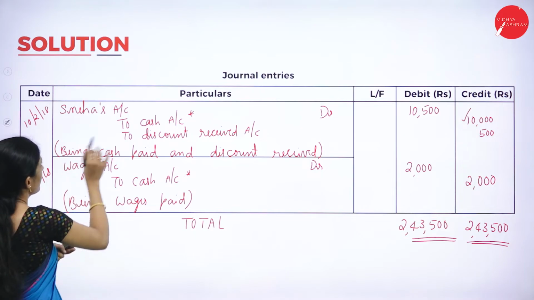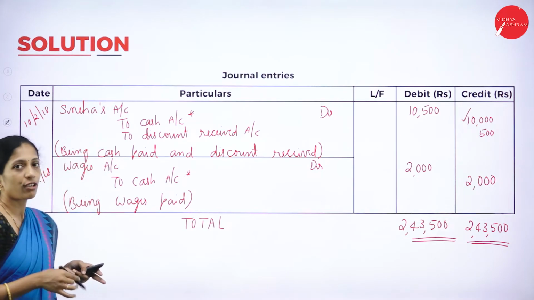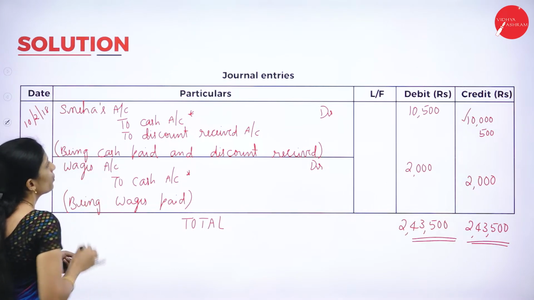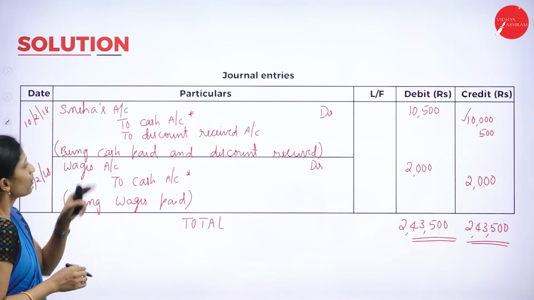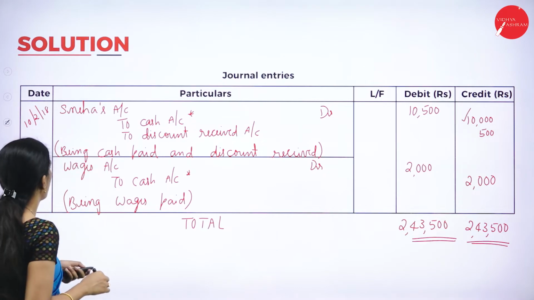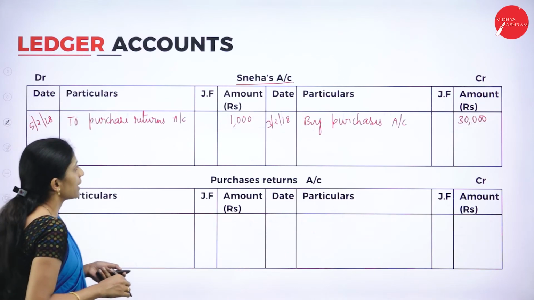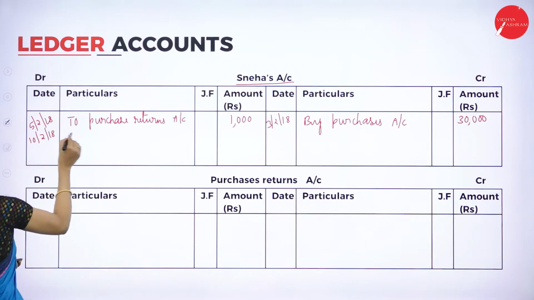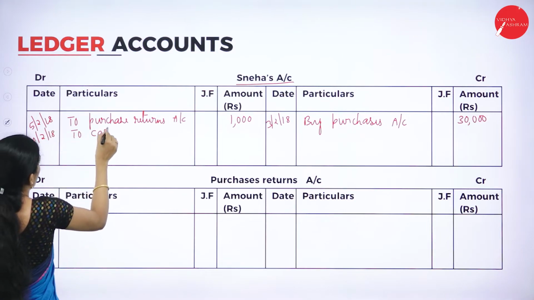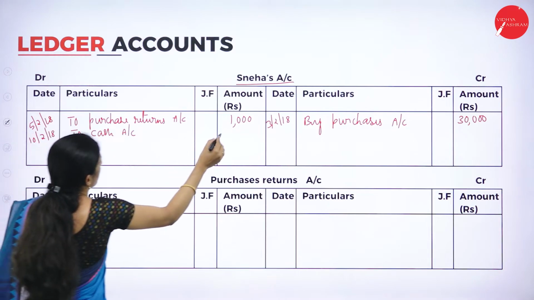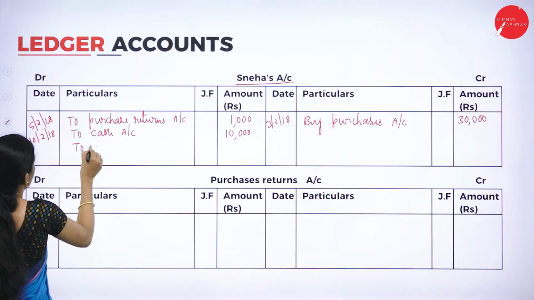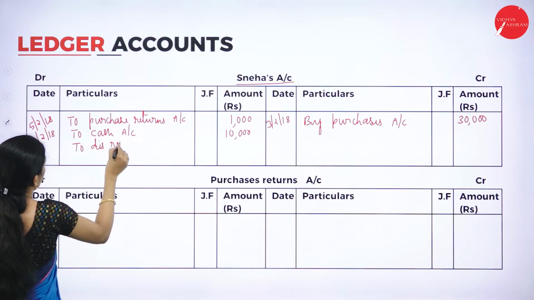Here also there is an entry, Sneha's account debit to cash account, to discount received account. So how do we write? To cash account 10,000, to discount received account 500. That is 10/2/2018. So in the debit side we'll write 10/2/2018 to cash account 10,000, to discount received account.